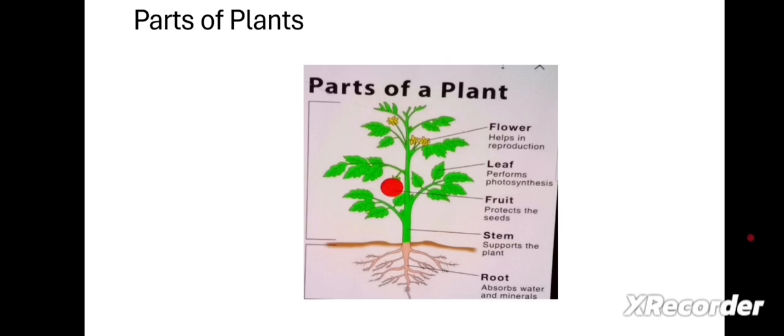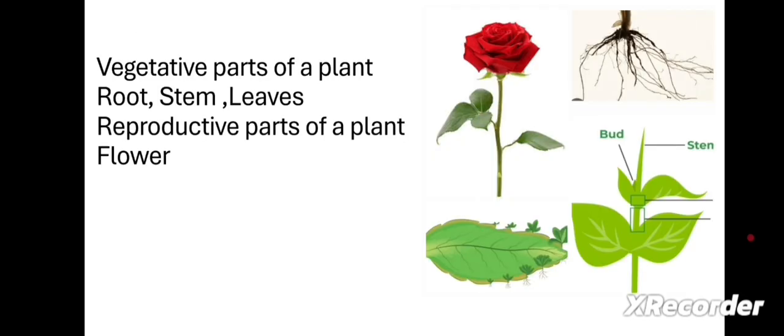Okay, we eat the fruits and usually discard the seeds. Seeds germinate and form new plants. So what is the function of flowers in plants? Flowers perform the function of reproduction in plants. Flowers are the reproductive parts.